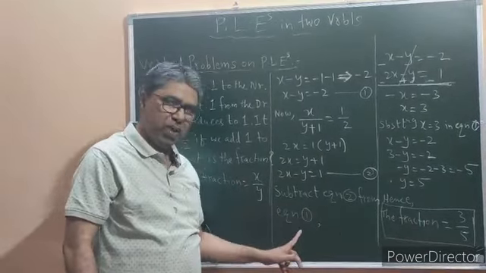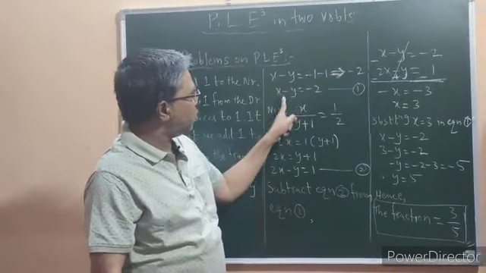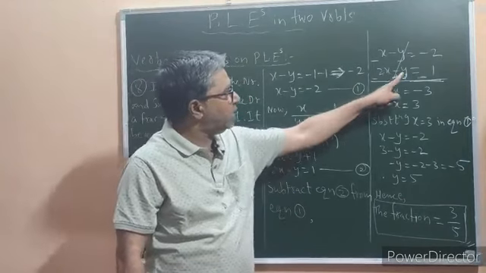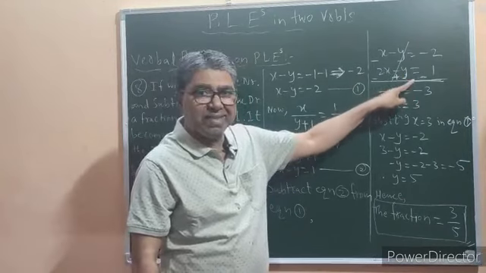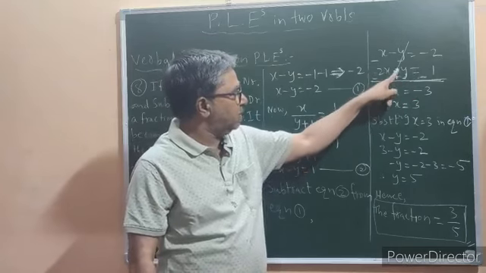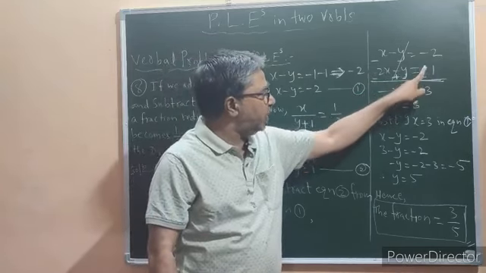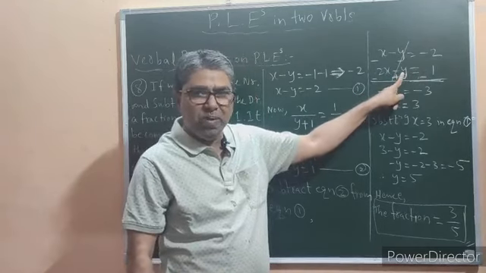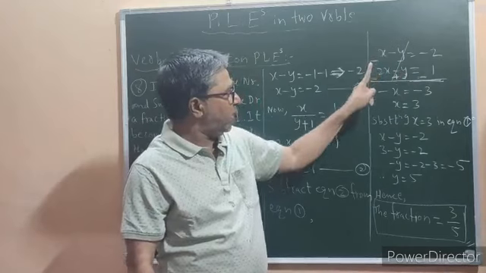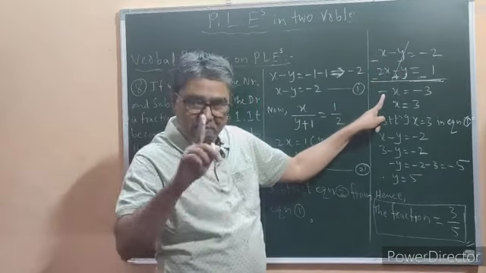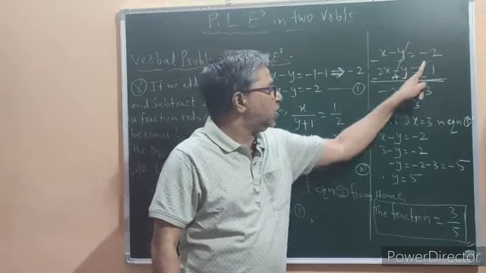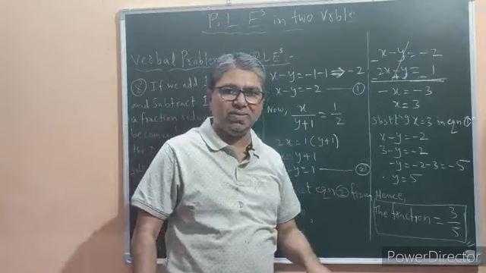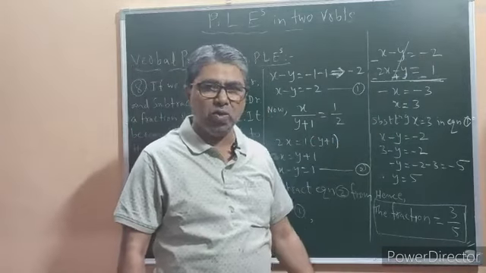Subtracting equation 2 from equation 1, we get x minus y is equal to minus 2, minus 2x minus y is equal to 1. Change the signs and add. This minus will become plus, and this plus will also become minus. Minus y plus y will be eliminated. Plus 1x minus 2x will be minus 1x is equal to minus 2 minus 1 will be minus 3. So minus x is equal to minus 3. Therefore x is equal to 3.